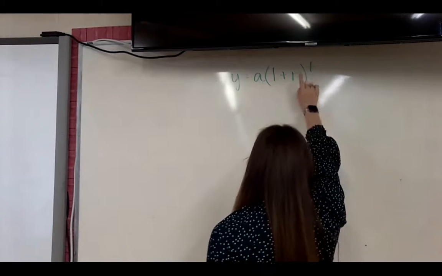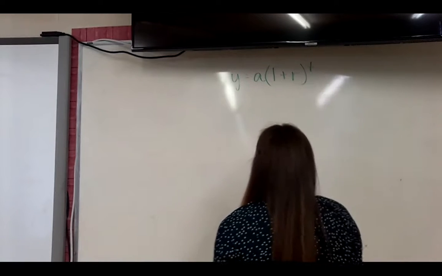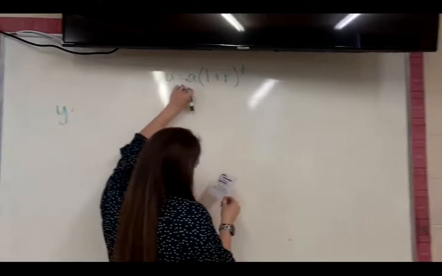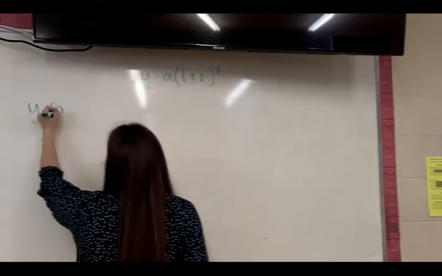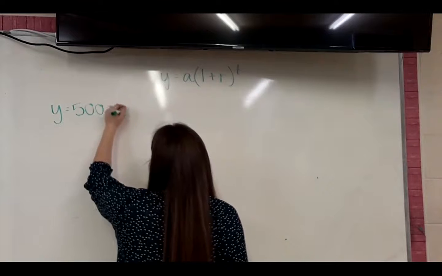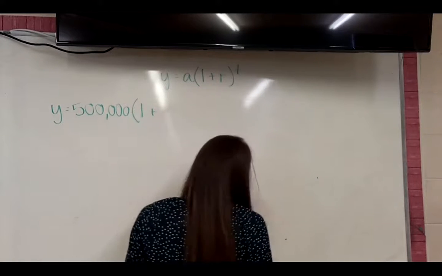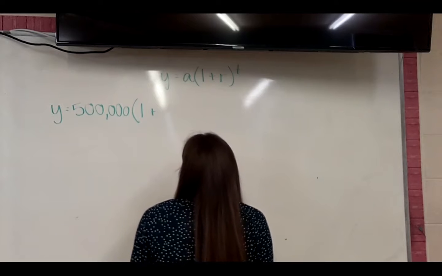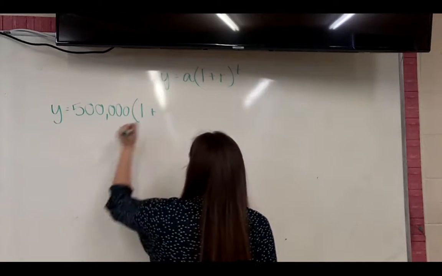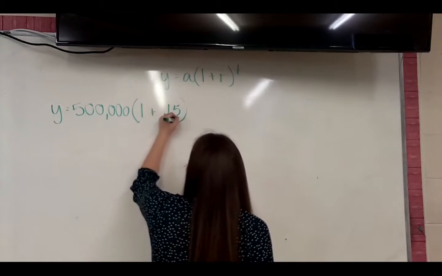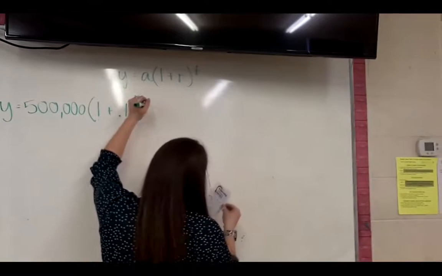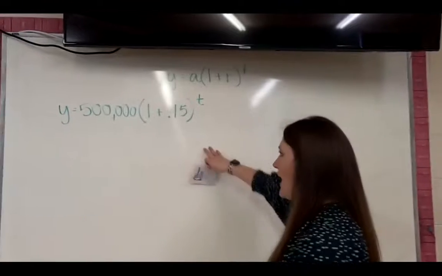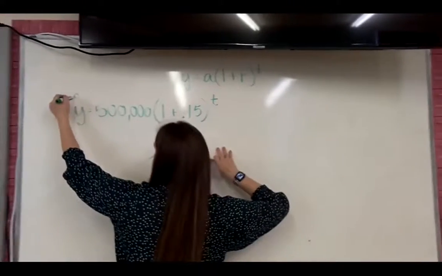A is the initial amount, R is the interest, T is the time in years. So we just go back and plug that in. The initial amount it said was 500,000 members, so that is my A. Parentheses, I have 1 plus R, it said increased by 15%, so we put it in decimal form, moving it 2 places, so 0.15. And T is time in years, and it just said after T years. So T. That would be part A.